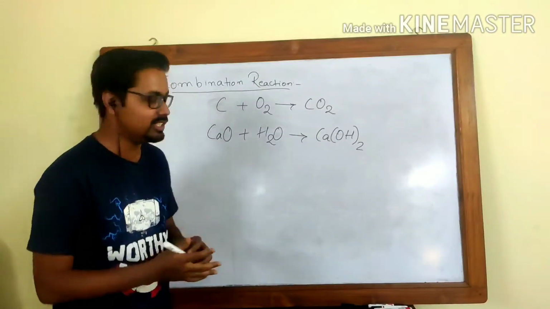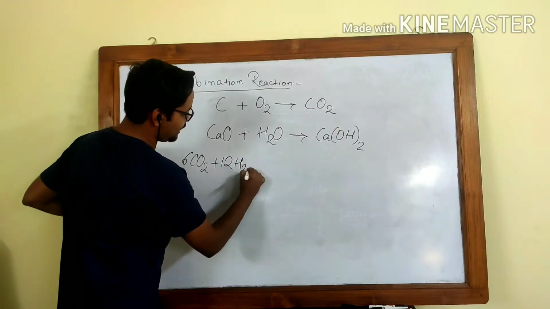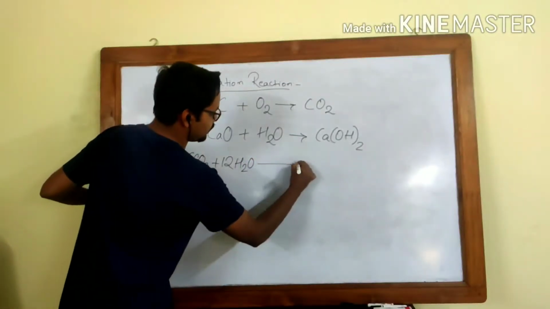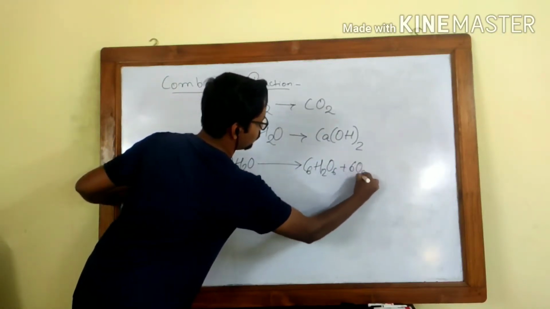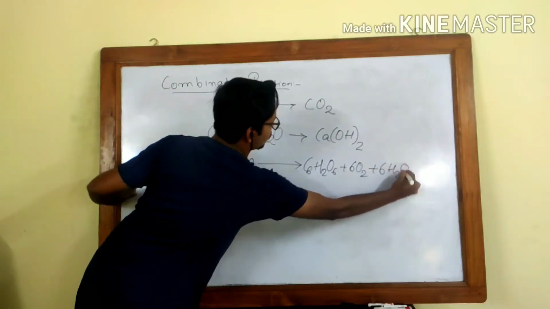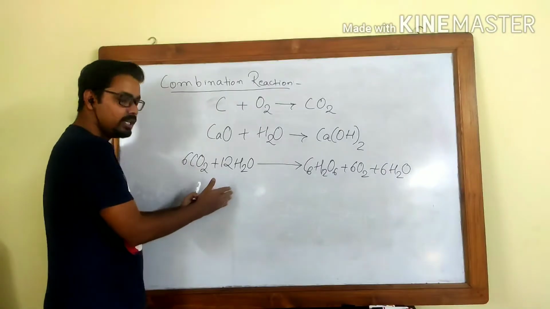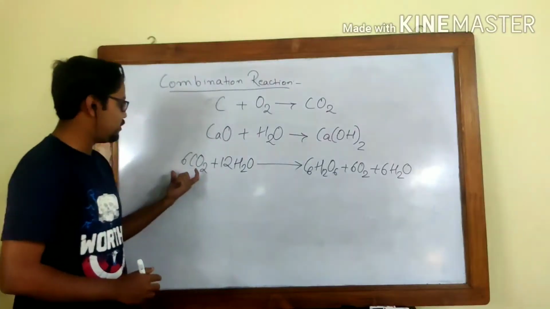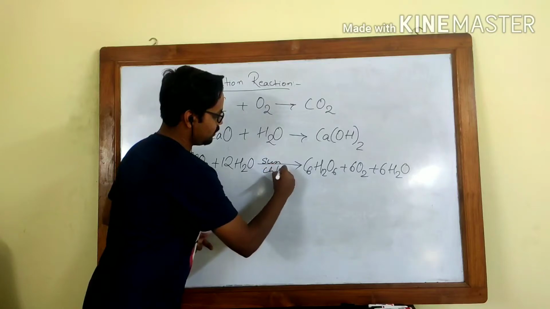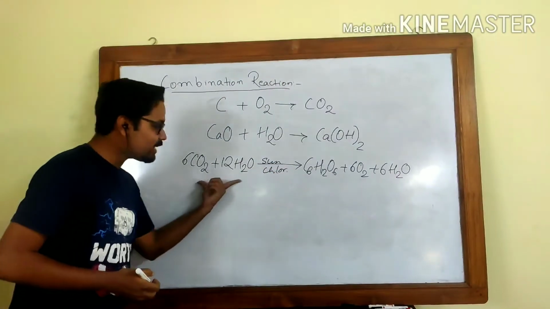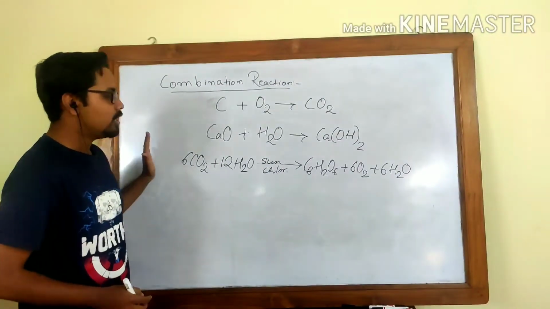Well, if you are thinking of multiple products, then we have another very common example, that is our reaction in photosynthesis. We have 6CO2 plus 12H2O. I am writing a balanced equation here. Gives C6H12O6 plus 6O2 plus 6H2O. This is an example of combination reaction where we have multiple reactants as well as multiple products. Here carbon dioxide and water react together in the presence of sunlight and chlorophyll. They combine together to form 3 different products. So this is also an example of combination reaction.